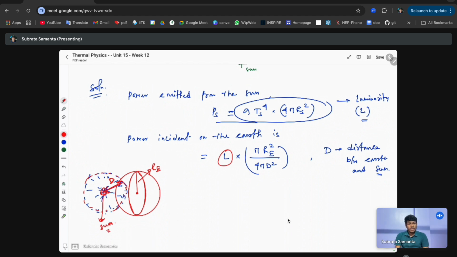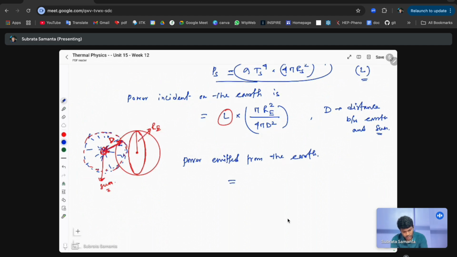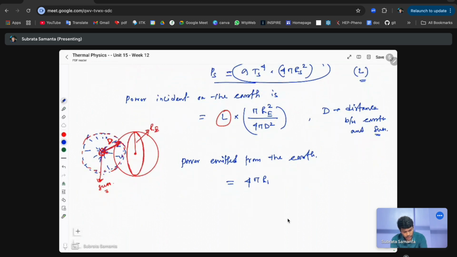Now the power emitted from the earth. What is the power emitted from the earth? Again this is 4 pi re square, similar to the power emitted from the sun, so 4 pi re square times sigma TE to the power 4.